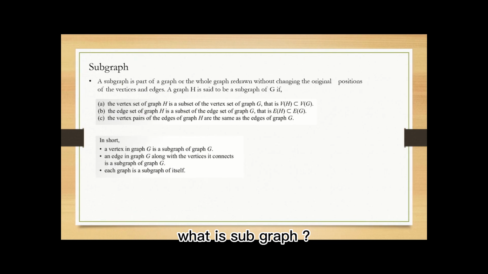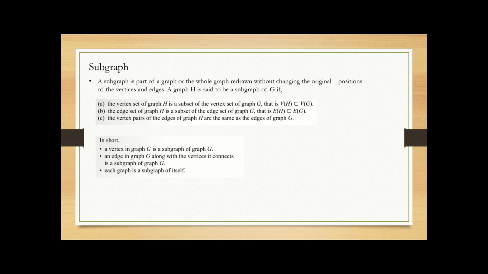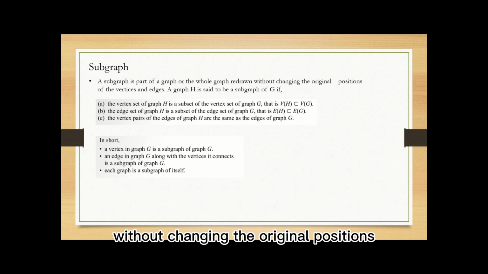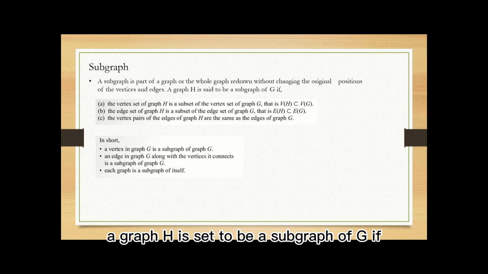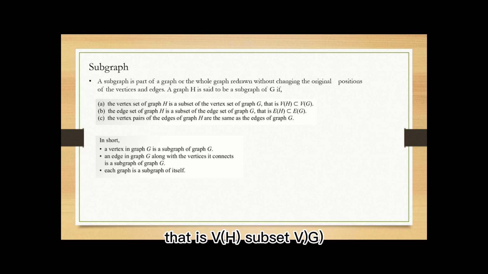What is a subgraph? A subgraph is part of a graph or the whole graph without changing the original positions of the vertices and edges. A graph H is said to be a subgraph of G if the vertex set of graph H is a subset of the vertex set of graph G, that is V(H) ⊆ V(G).